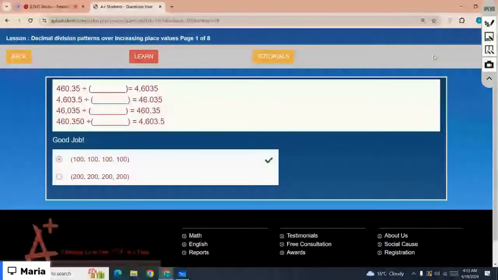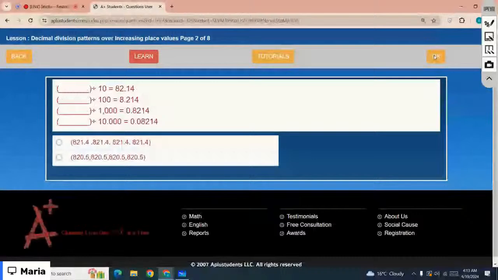Okay, the next one is which number divided by 10 equals 82.14? Then you have 100, then you have 1000, and then you have 10,000. Which is the correct option? 1 or 2? That is option number 1, right?